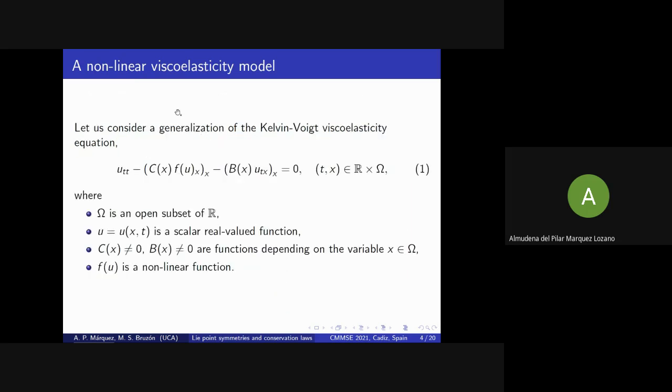As we said, we consider a generalization of the Kelvin-Voigt viscoelasticity equation, which is this equation. It's a partial differential equation where we have time t in R, the real numbers, and x in an open subset of R. Then we have u, which is a real-valued function, c and b, which are different from 0, and F, that we are going to consider as a nonlinear function.